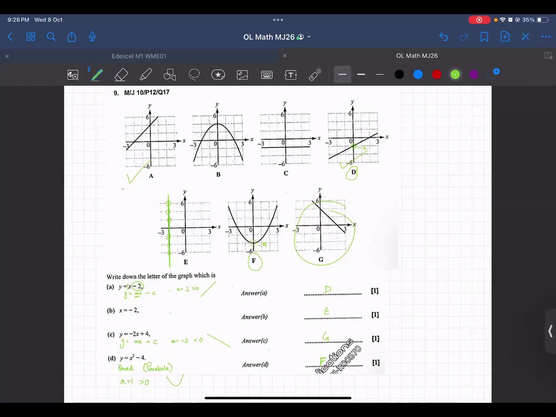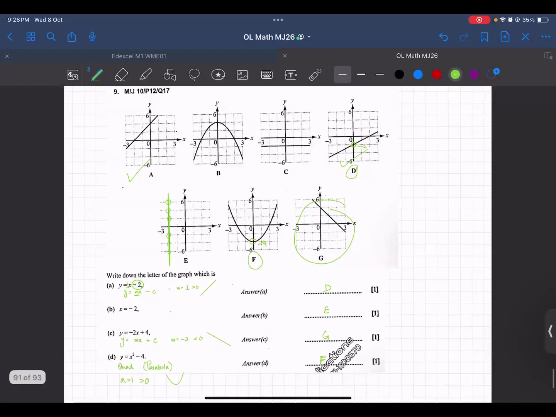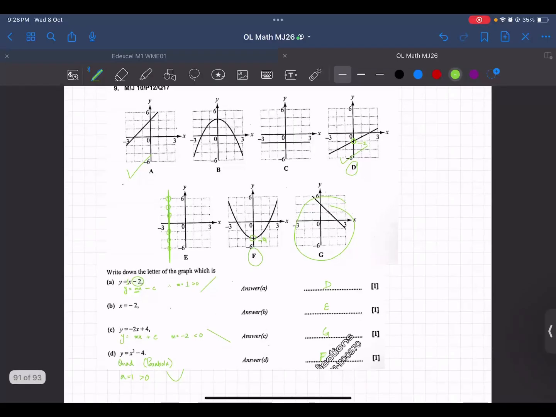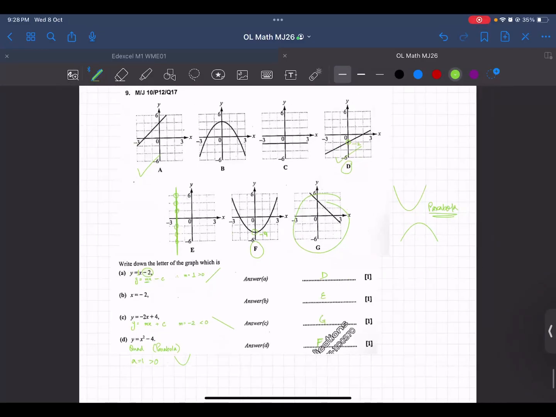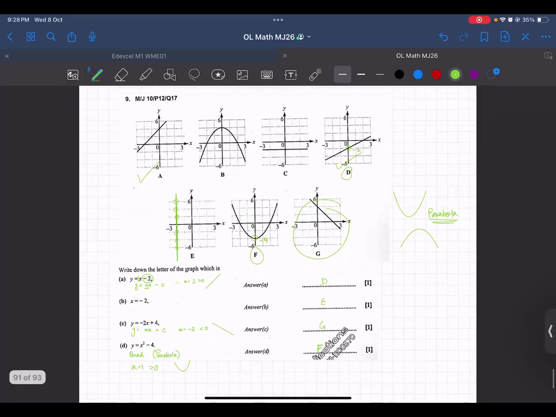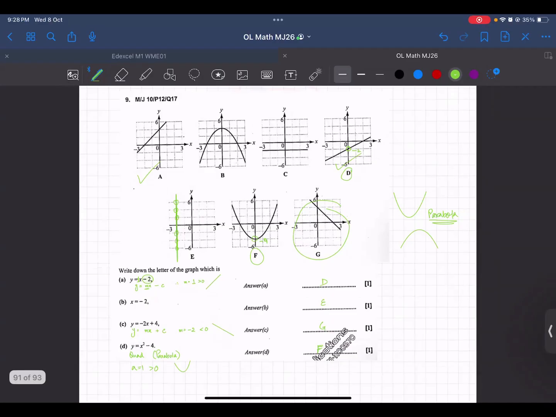Sir, what is a parabola? This shape is called a parabola. This smiley face or the sad face, this is called a parabola. Such a strange name, sir. I don't use this word much, but you should know this.